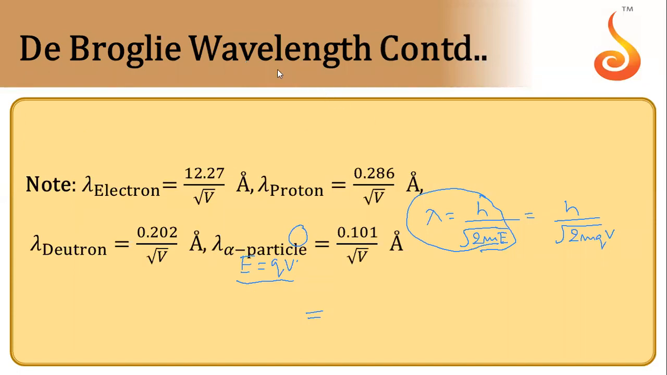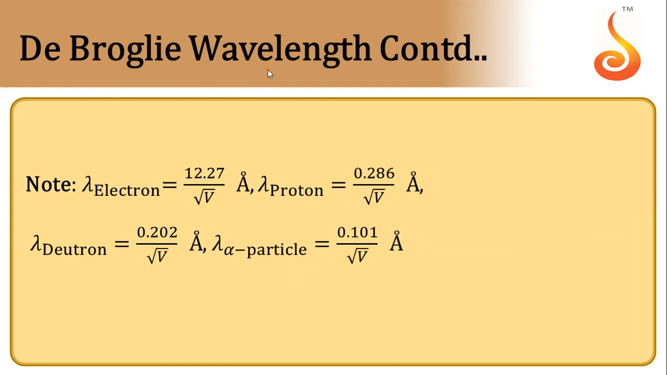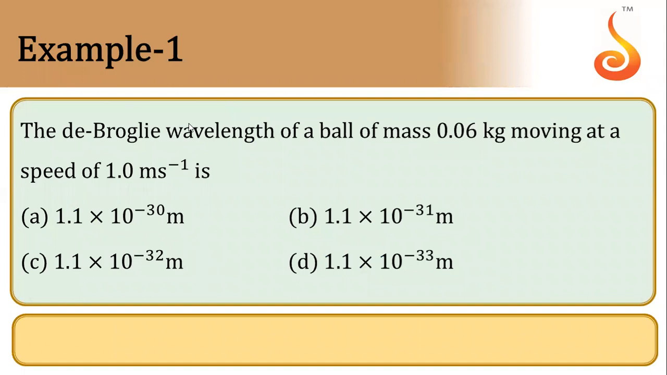So there are some other formulas. When an electron is accelerated, you can directly use this relation. The de Broglie wavelength of an electron will be 12.27 by root V angstrom. Similarly, for a proton, 0.286 by root V angstrom. For a deuteron, 0.202 divided by root V angstrom, and for alpha particles, 0.101 divided by root V angstrom. Okay. So based on this, we will solve a few numericals. Okay. Thank you.